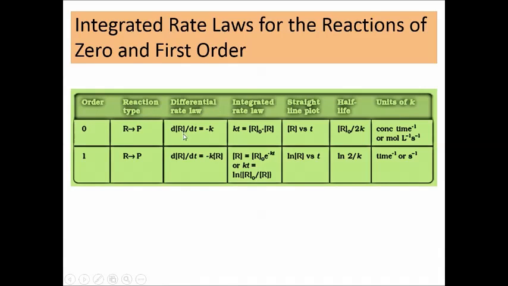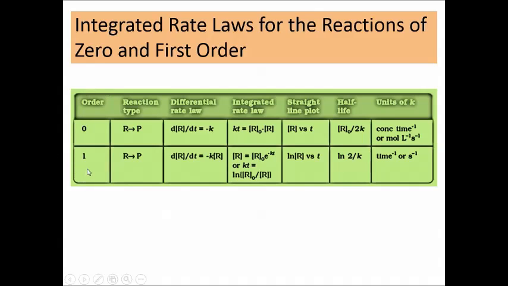And the differential rate law can be written as d[R]/dt is equal to minus k. Integrated rate law, how can we write? kt is equal to [R]0 minus [R], or it can be k is equal to ([R]0 minus [R]) by t. Then what about the straight line? [R] versus t. If we plot molar concentration versus time, we will get a straight line. And half-life of the zero order is t1/2 is equal to [R]0 by 2k. What is the unit of rate constant for zero order? Mole per liter per second.